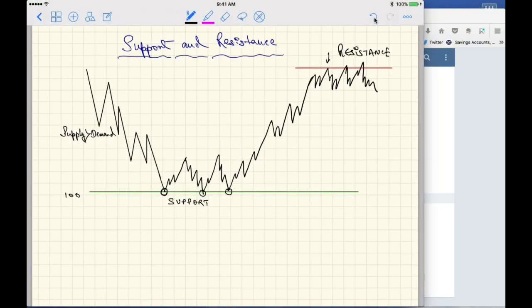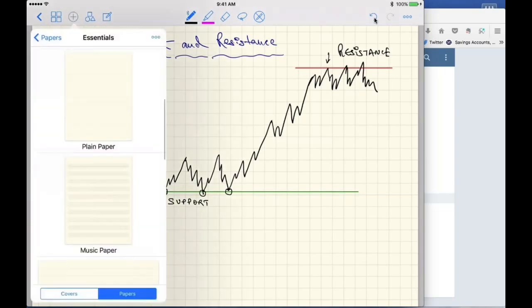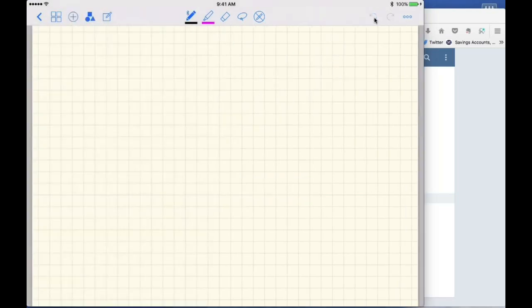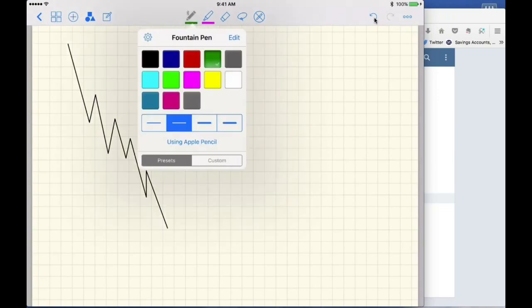Let me walk you through the psychology of support and resistance. Let's try and understand one thing. Let me take you to a new page. Let me draw an example where the stock price is coming down.